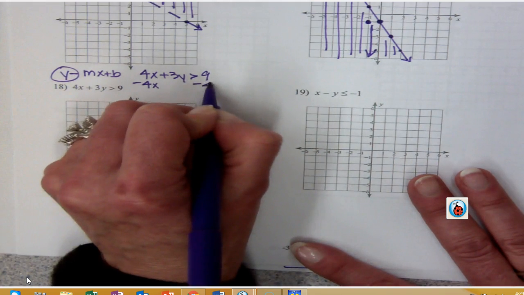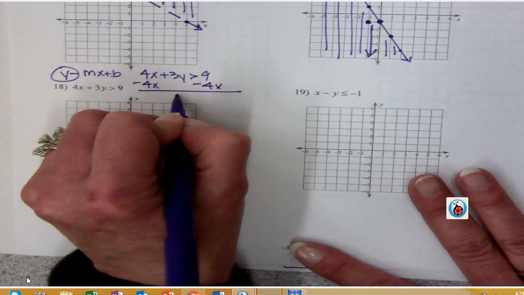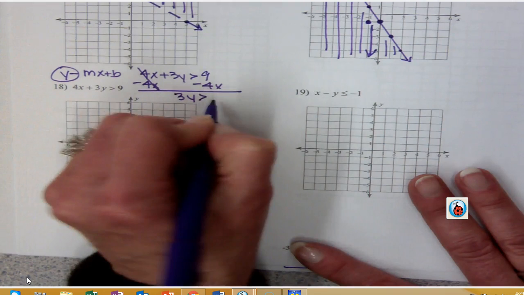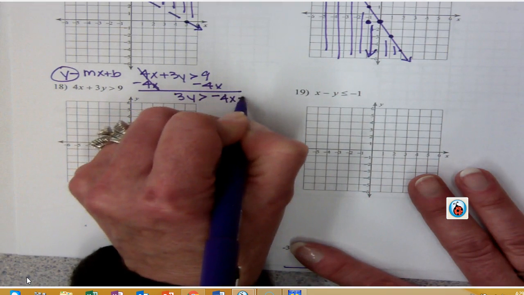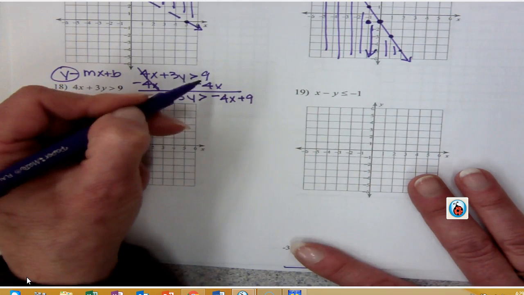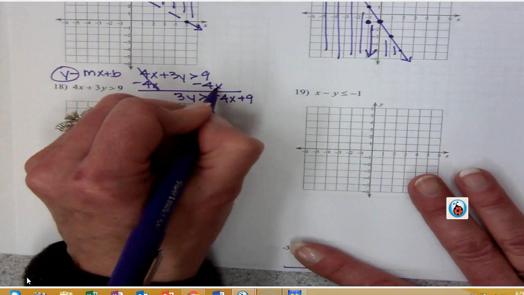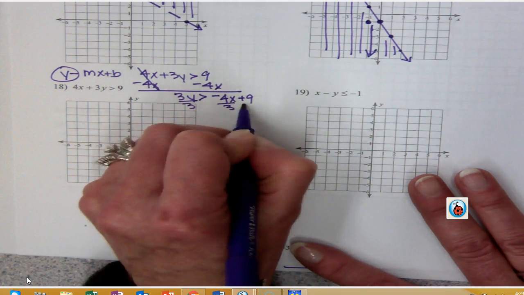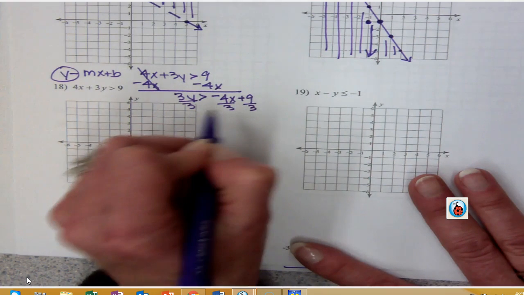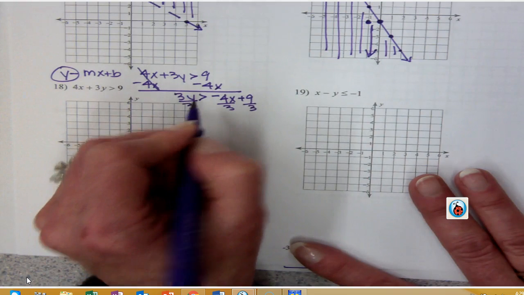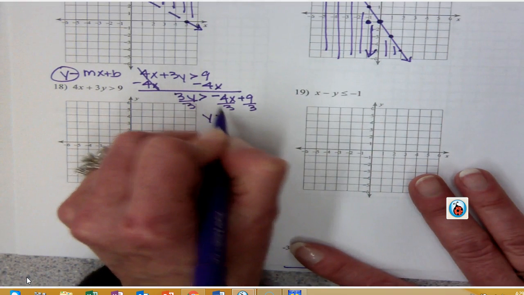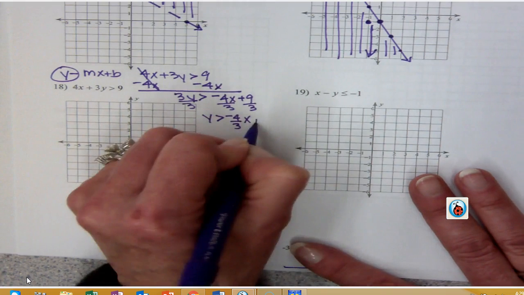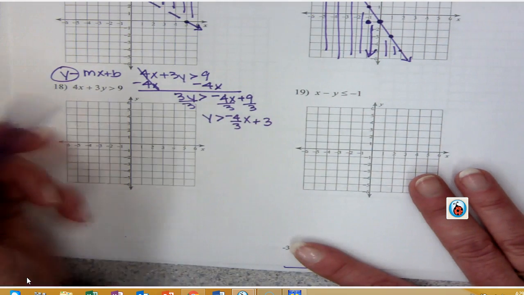So I'm going to subtract 4x from both sides, and I get, this cancels out, 3y greater than -4x plus 9. I cannot combine those because one has an x and the other one doesn't. Now I have to divide by 3, divide by 3, divide by 3, and I get y greater than -4/3 x. 9 divided by 3 is plus 3.